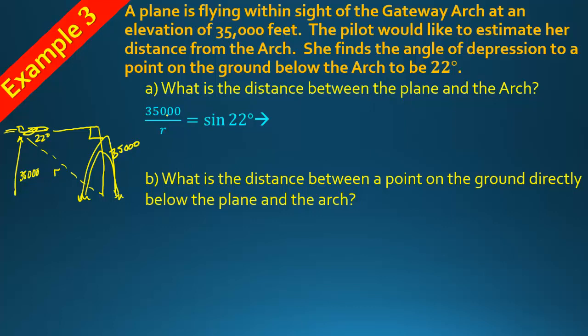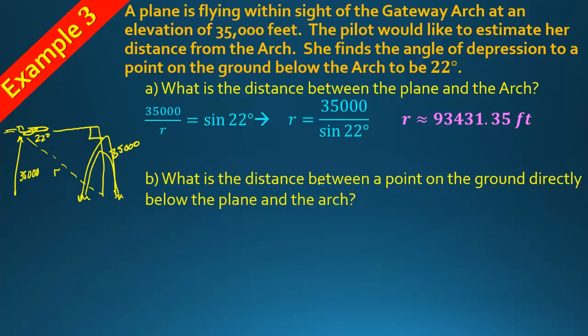So 35,000 over R equals sine of 22 degrees, which means R equals 35,000 divided by the sine of 22 degrees, which when you plug it in your calculator comes up to about 93,431.35 feet. So that would be the answer to that.